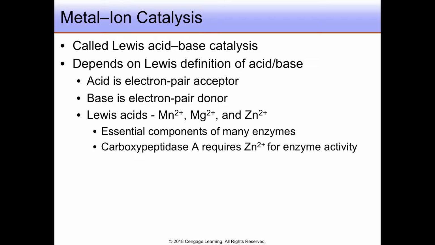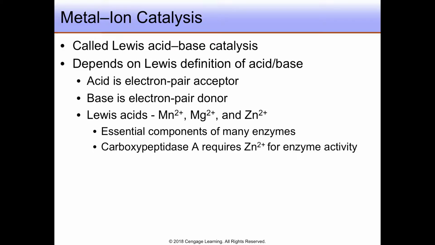Metal-ion catalysis is also called Lewis acid-base catalysis. This refers to the definition of a Lewis acid and base. In this definition, the base is the electron pair donor and the acid is the electron pair acceptor. Examples of Lewis acids in enzymes include manganese, magnesium, and zinc ions.